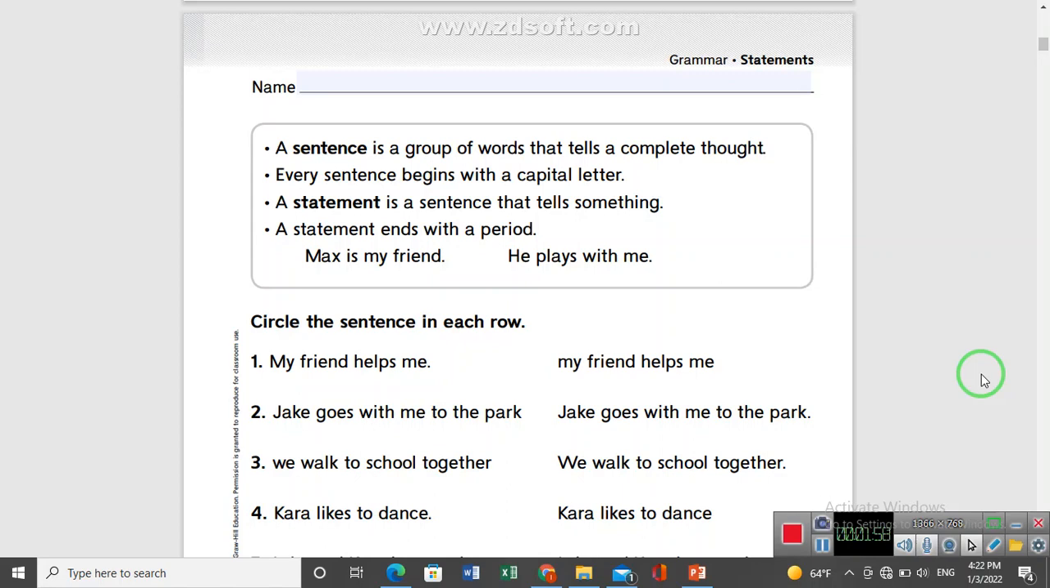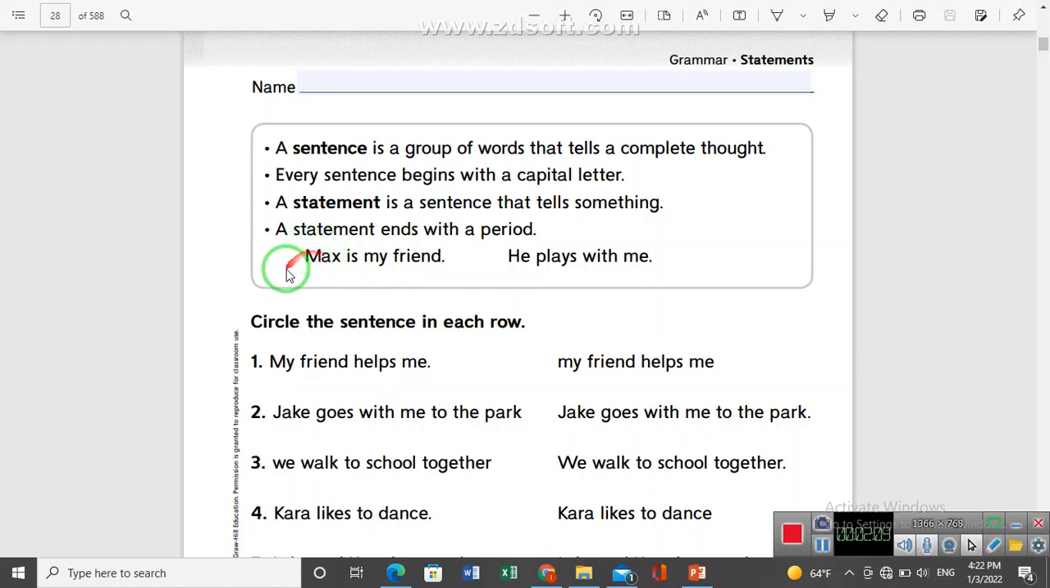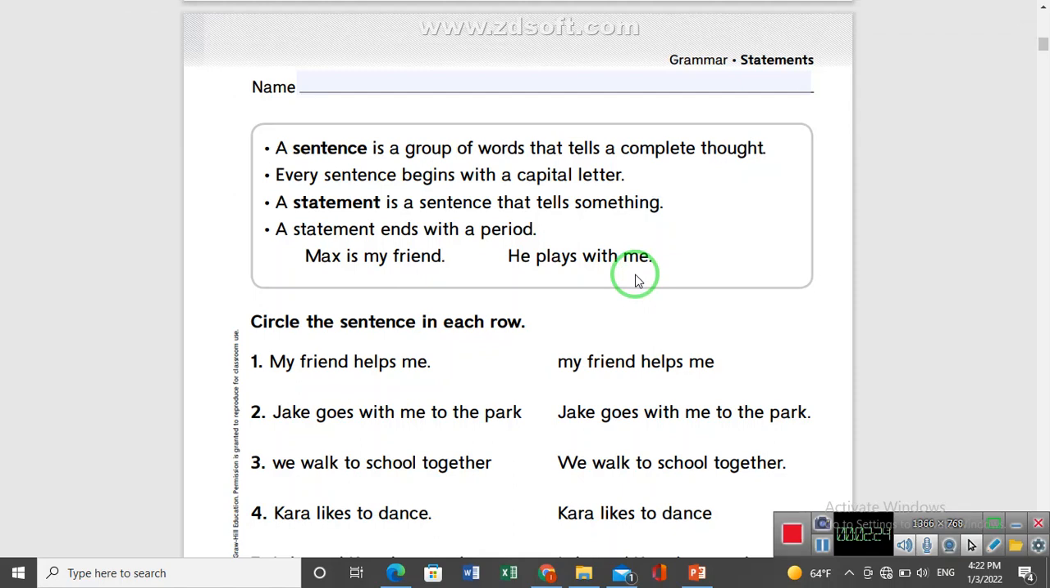The statement is a sentence that tells something and it ends with a period. Max is my friend. As you can see here, the M is capital and it ends with a period or a point. The H is capital and it ends with a point. He plays with me. Here, the two examples are statements. The first one is telling that Max is my friend, and the second one is telling us that Max, or he, plays with me.